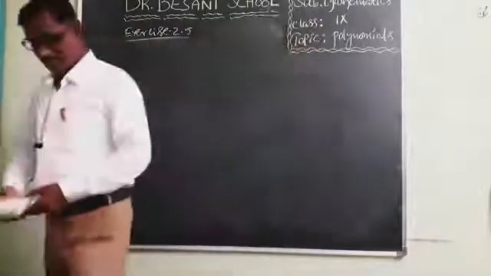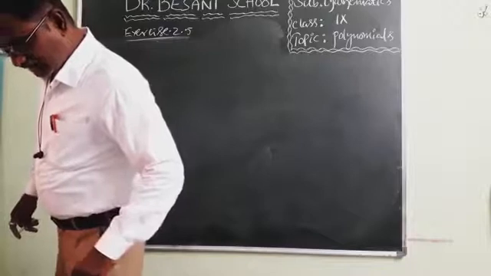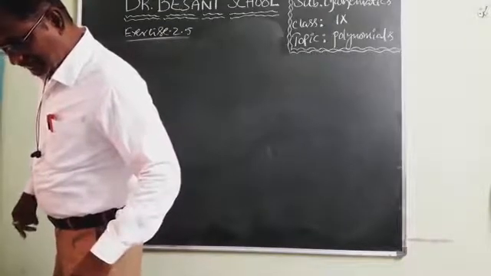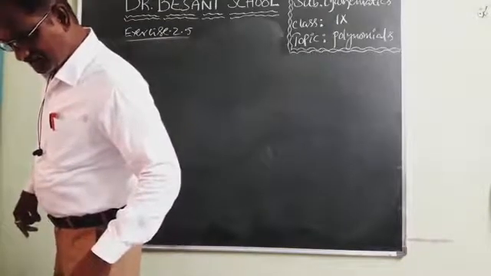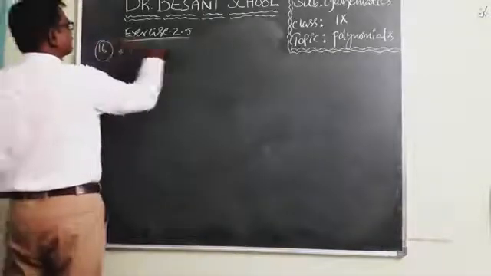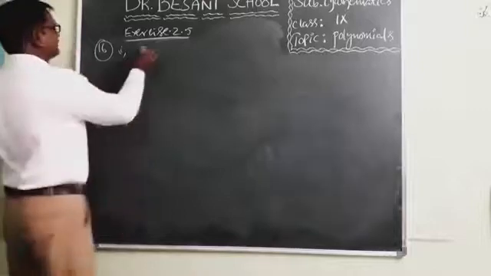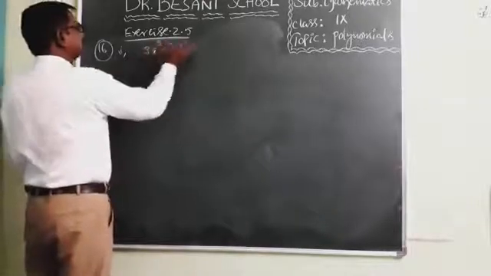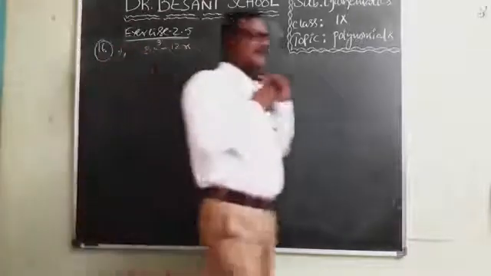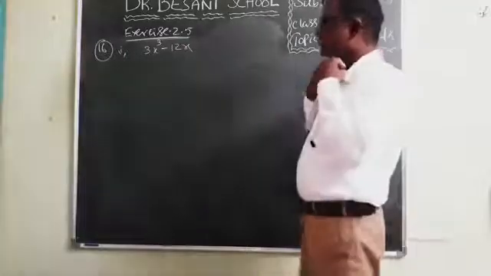Children, you see 16th Roman. What are the possible polynomial expressions for the dimensions of the cuboid whose volume is given below? Okay, children. 16th one. First one I will explain to you from the 16th Roman. It is given 3x cube minus 12x. Same process. Instead of giving area of rectangle, it is given volume of cuboid.